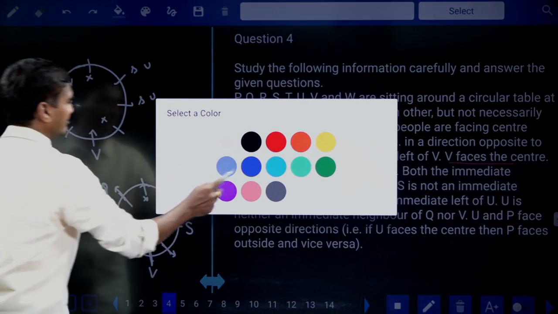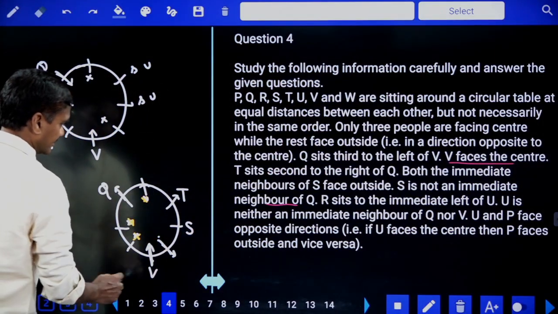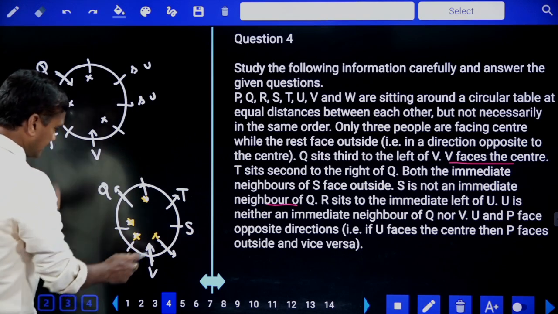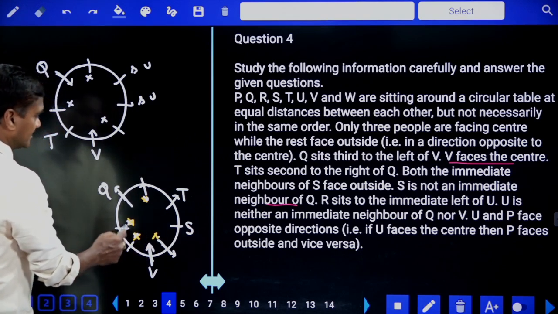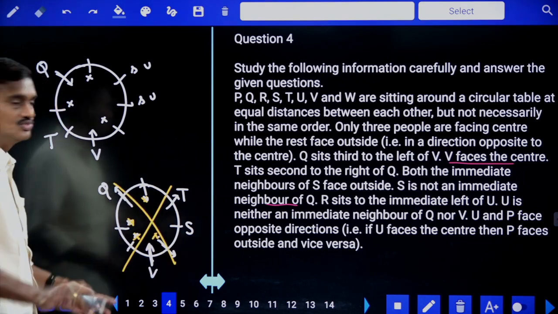U is not an immediate neighbor of Q and V, so U cannot be here, cannot be here, cannot be here, cannot be here. Hence, as U cannot be in these four places, this case is completely ruled out because there is no place left for U at all.